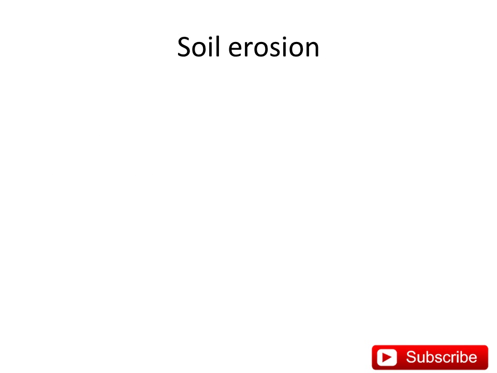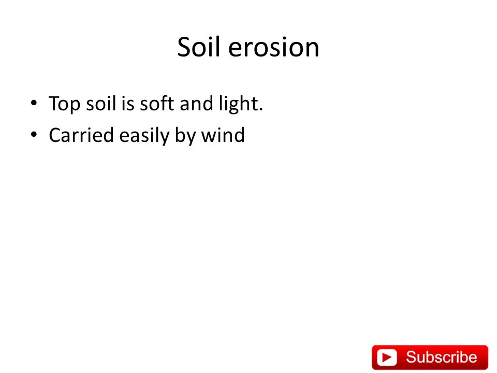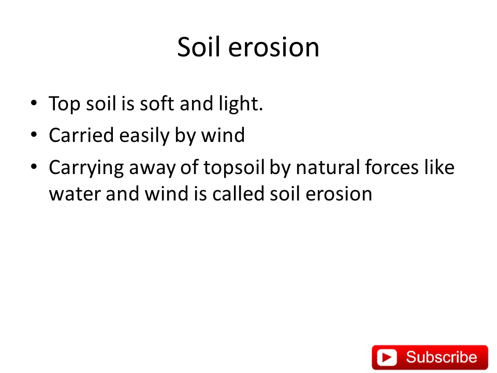Now let's learn about soil erosion. The topsoil is soft and light. It can be carried away easily by wind or washed away by flowing water. This process of carrying away of topsoil by natural forces like water and wind is called soil erosion. So don't forget what soil erosion is. The carrying away of topsoil by natural forces like water and wind is called soil erosion.